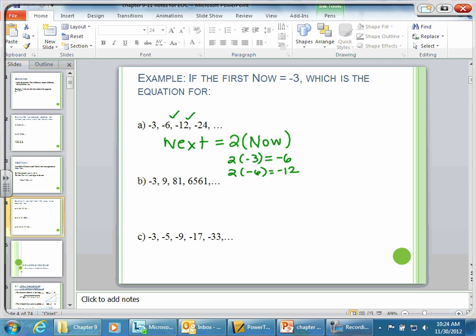Okay, let's look at this next one. How do I get from -3 to 9? What do I do to 9 to get 81? And what do I do to 81 to get 6561?